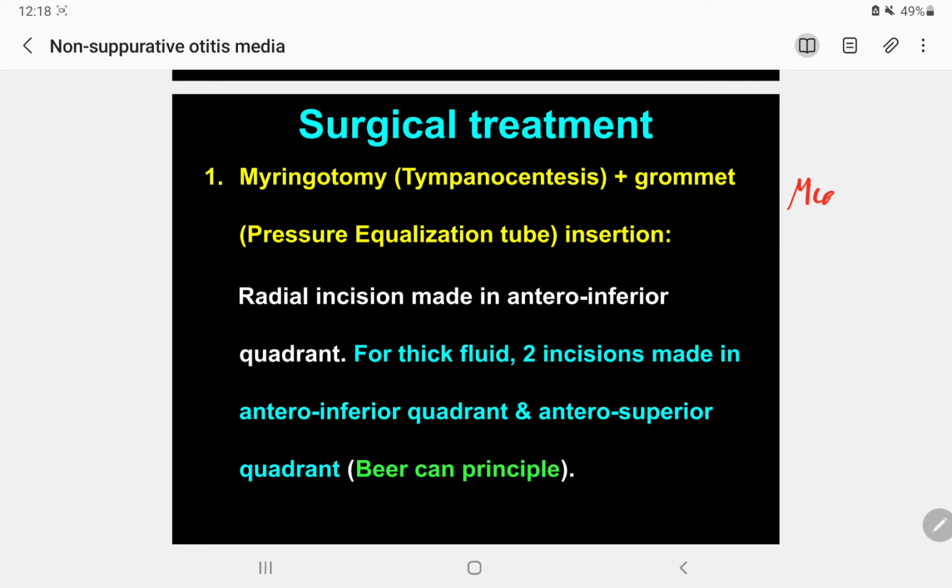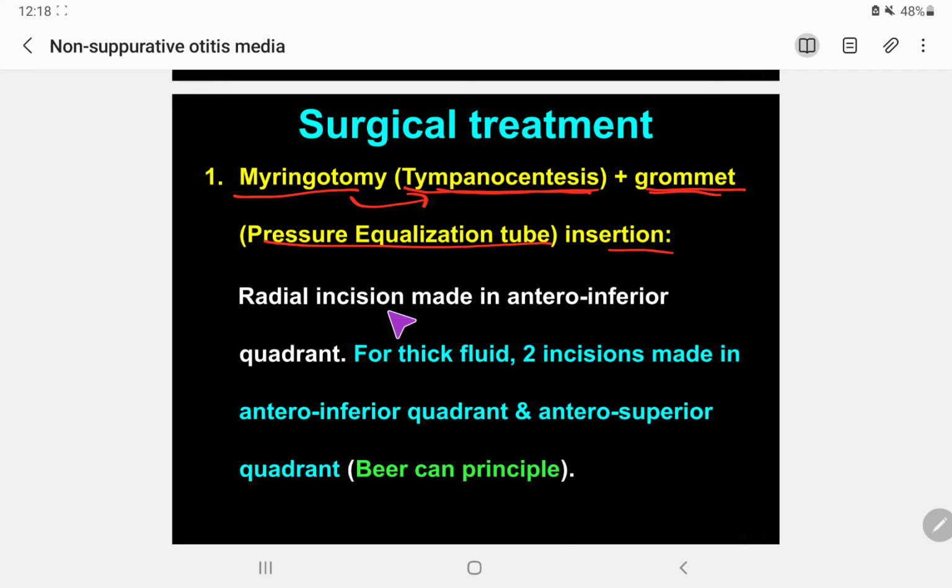First we read about medical treatment, and then non-medical, non-surgical, which is the gray zone. After all this didn't work, we have to do surgical treatment, which is very important. What we do is myringotomy, also known as tympanocentesis, and then grommet insertion, that is a pressure equalization tube. So what does the grommet do? It will equalize the pressure.